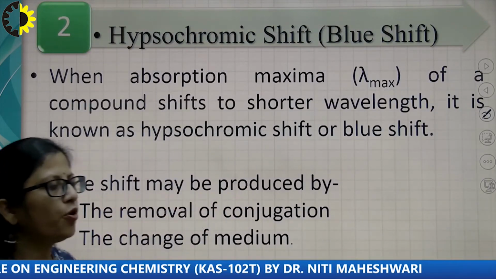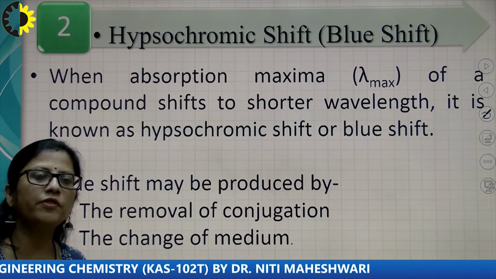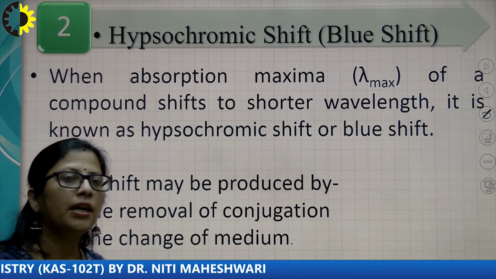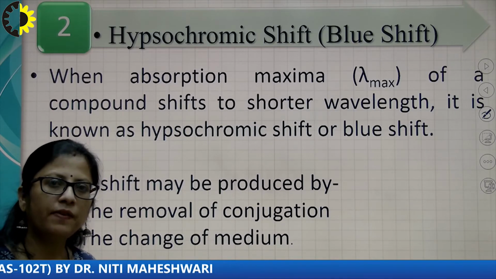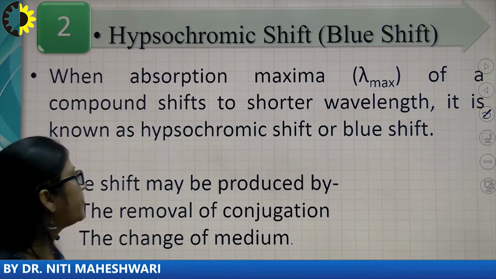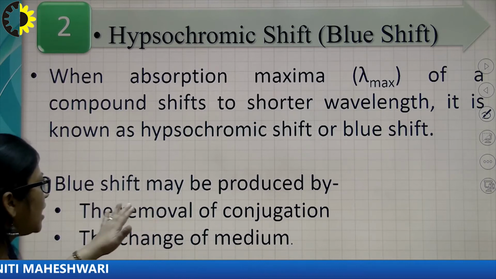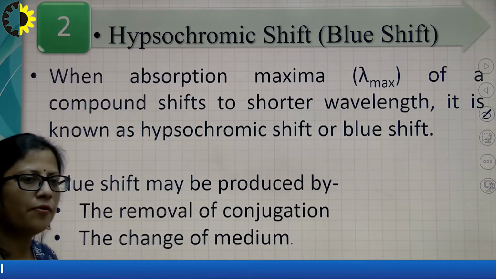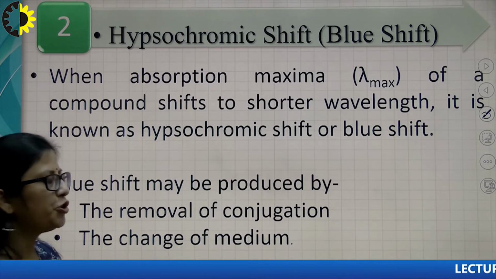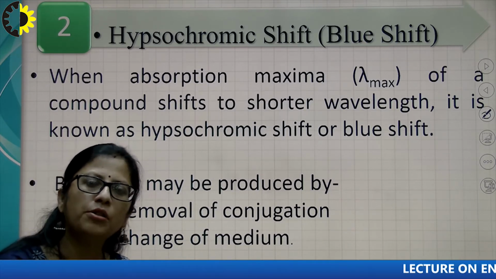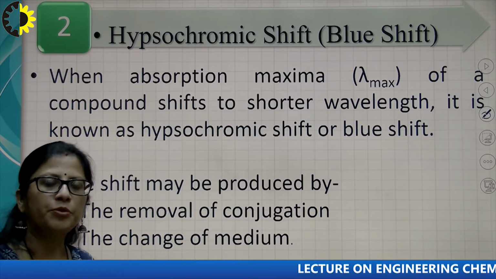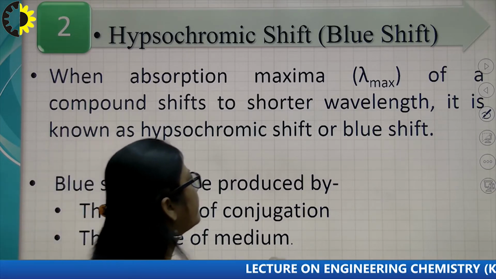Next is hypsochromic shift, that is the shifting of the lambda max towards the shorter wavelength side, or the blue shift. It may be produced by the removal of conjugation, as I have already discussed, and by the change of medium. The solvent effect is also seen in the case of the hypsochromic effect.